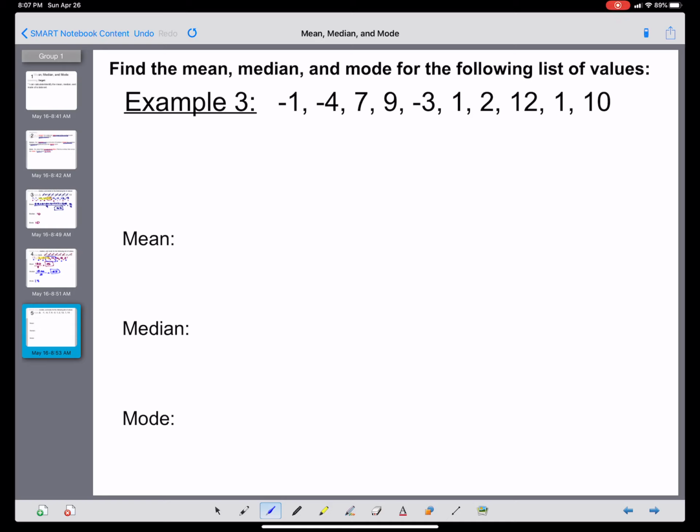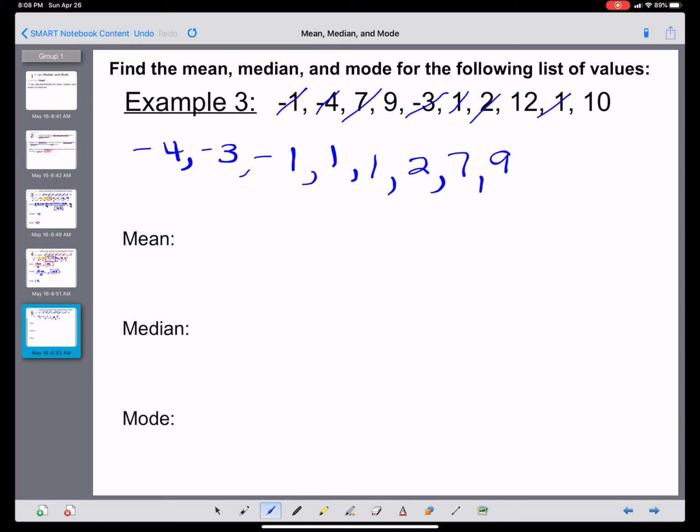Okay, make sure you write this from smallest to largest. I have -4, -1. Nope, not -1. -3. Then -1. 1. 1 again. 2. 7, 9, 10, and then 12.